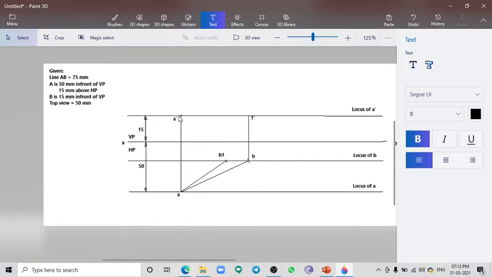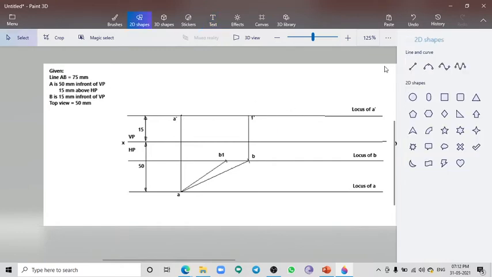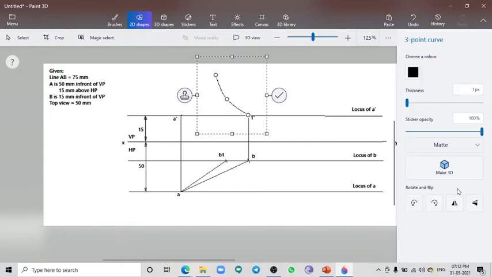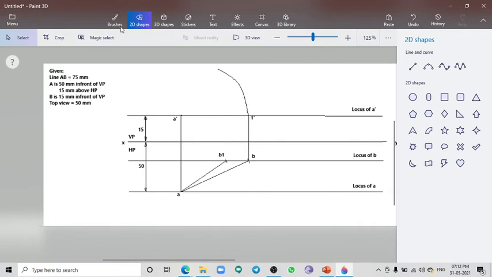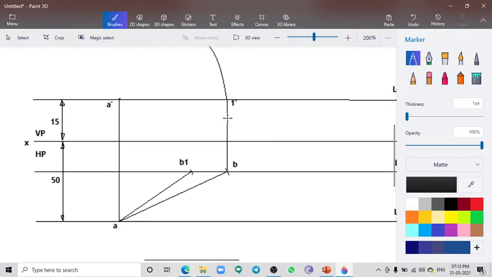Okay, I'm going to measure the distance between A dash and 1 dash. So taking A dash 1 dash as radius and A dash as center, I am going to draw an arc from this end in the mirror. Okay, I have drawn the arc. So this is the direction of travelling of this line.